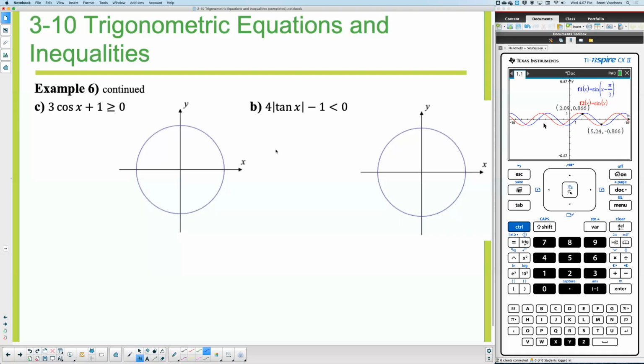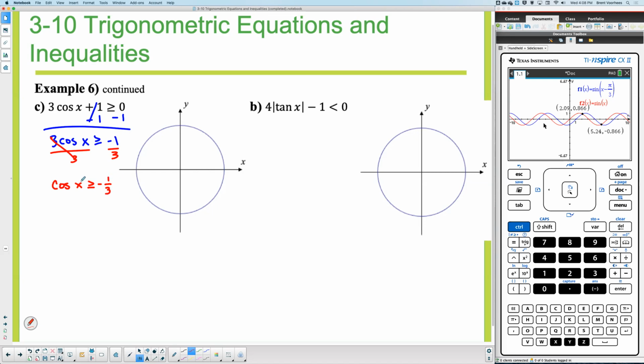So let me work a couple more here. So with inequalities, how I'm gonna do it is I'm gonna use or here. So let's subtract 1 from both sides. I subtract 1 from both sides, I have 3 cosine x is greater than or equal to -1. And now when I divide by 3, I divide by 3. I get that cosine x is greater than or equal to -1/3.